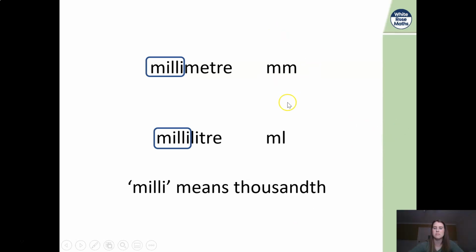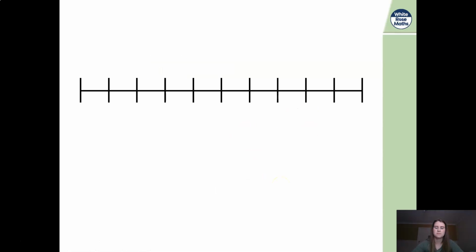So millimeters is measurement in terms of distance. Milliliters is capacity in terms of volume. So that's usually anything to do with liquids.